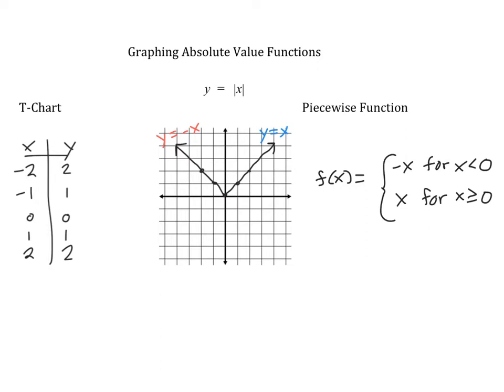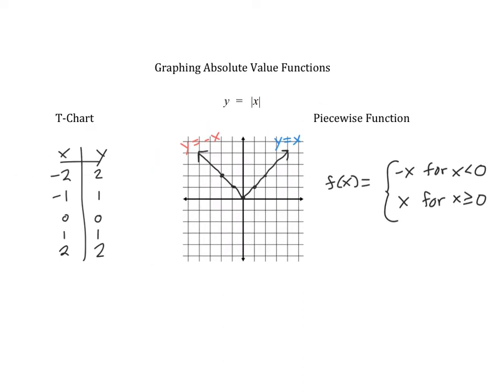So to generalize, the way that you define the equation moving to the right, it's always going to be the positive version of what's happening inside your absolute value function. The way you define what's happening on the left is actually the negative version of what's happening inside your absolute value. So let's see if we can apply this to slightly more complex equations.